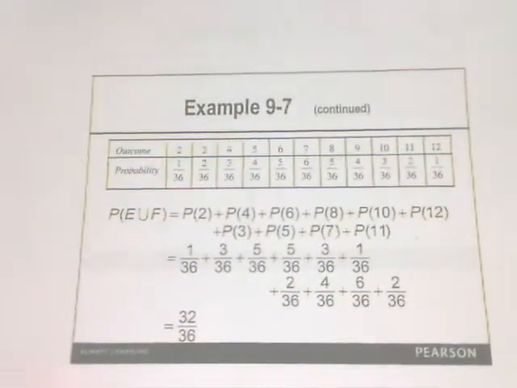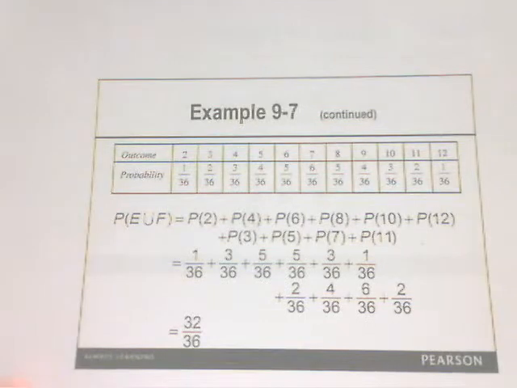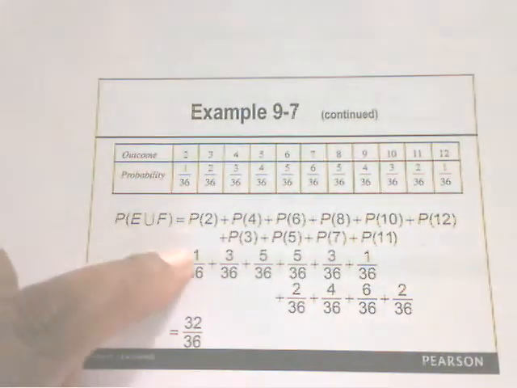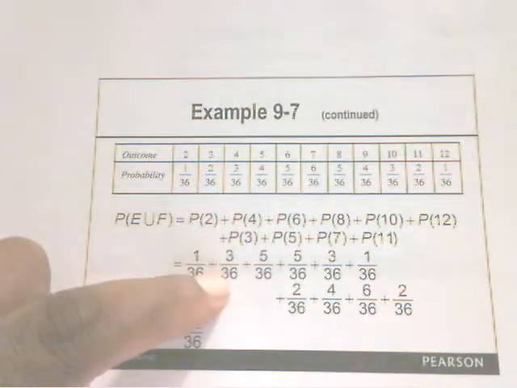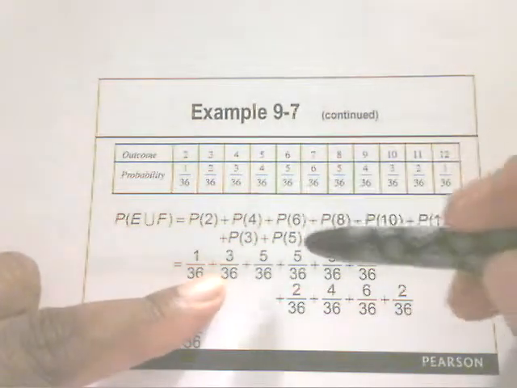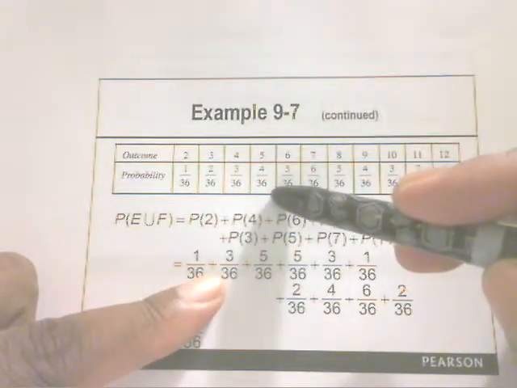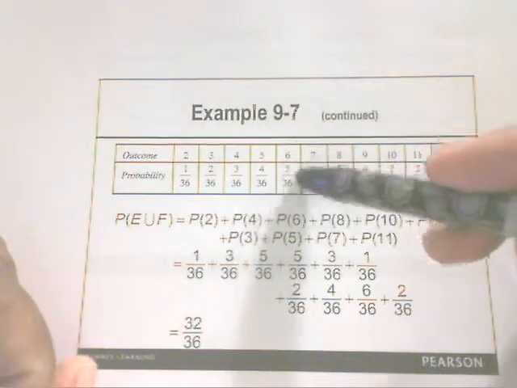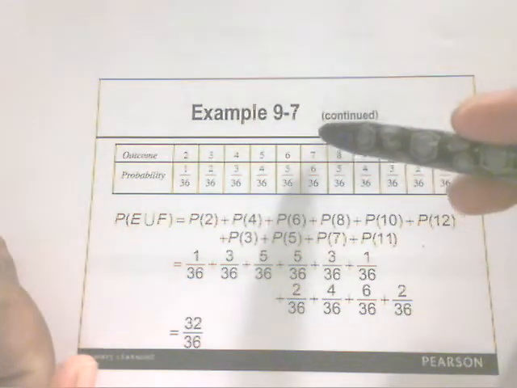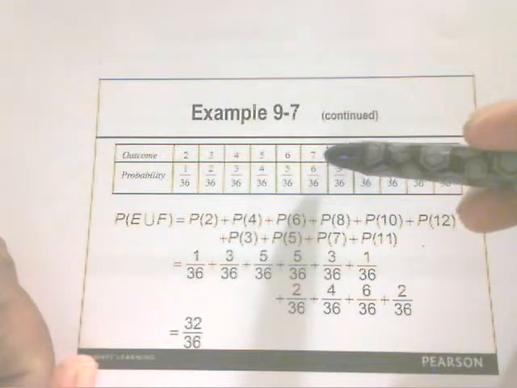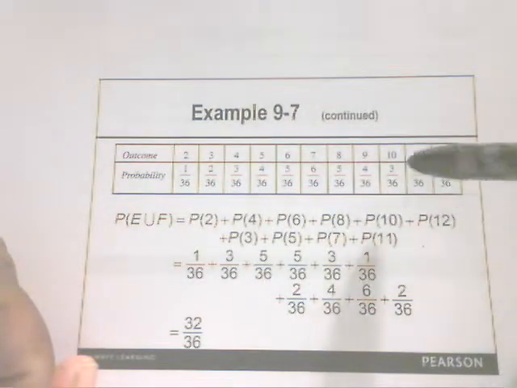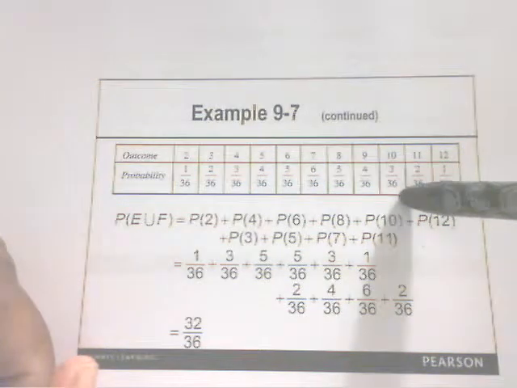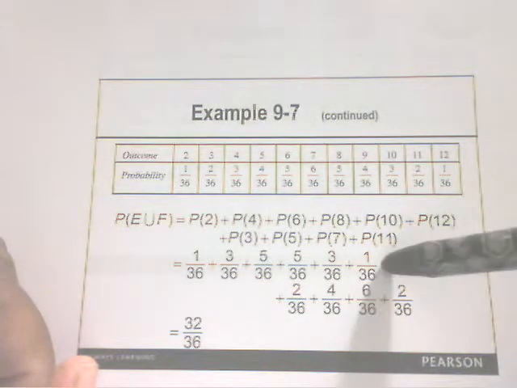And then you can use this table to add up those individual probabilities. The probability of event 2 would be 1 out of 36. For 4, it'll be 3 out of 36. For 6, it'll be 5 out of 36. For 8, 5 out of 36. For 10 is 3 out of 36. And then for 12, it'll be 1 out of 36.